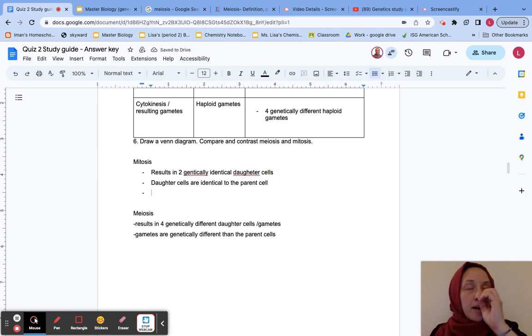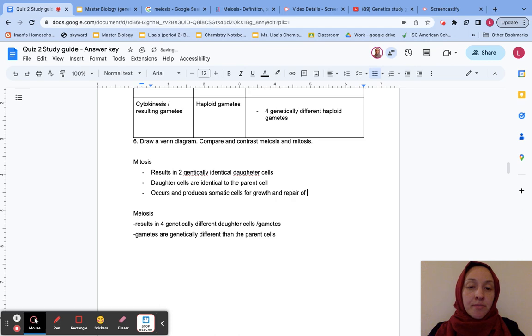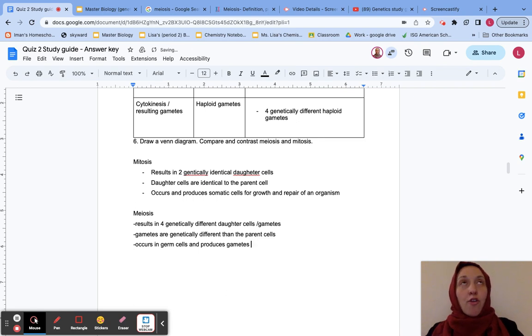Mitosis occurs in and produces somatic cells. For what purpose? For growth and repair of an organism. And meiosis occurs in germ cells. This is what we're starting with. And it produces gametes to pass on genetic information.